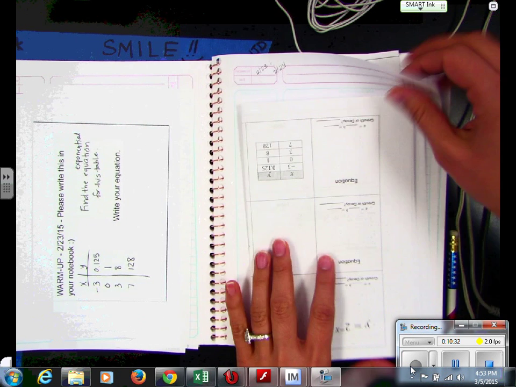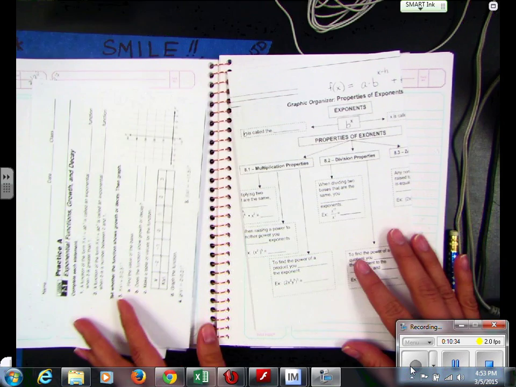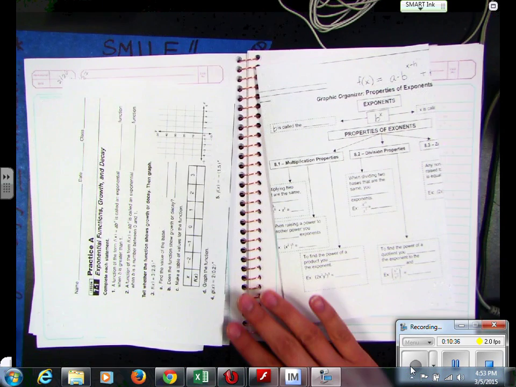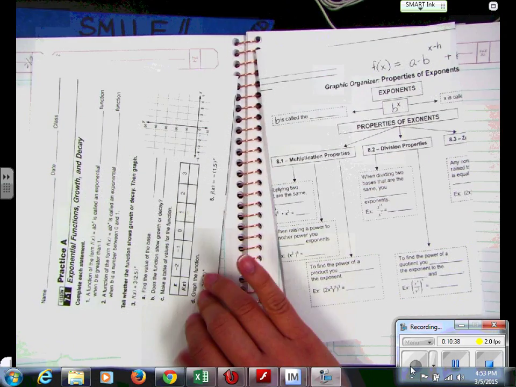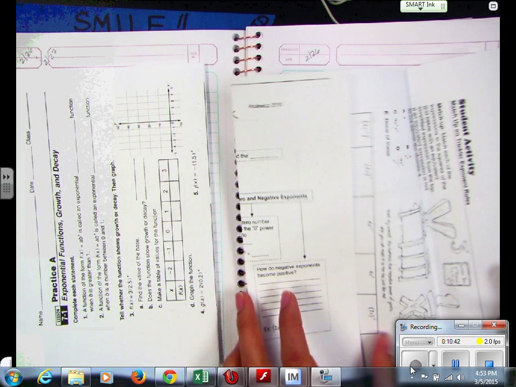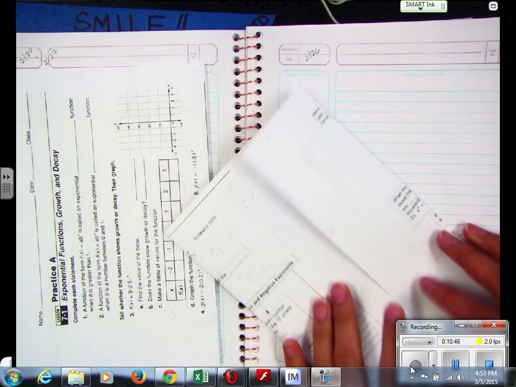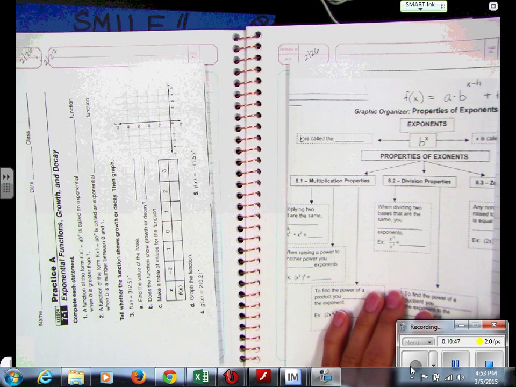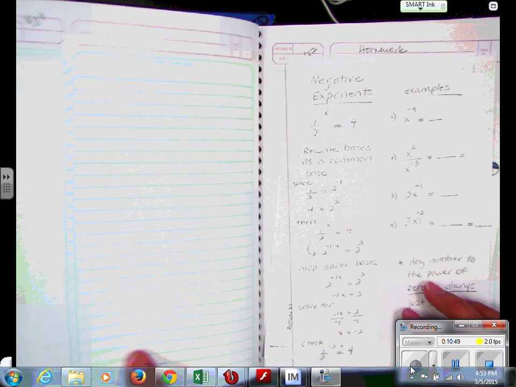Okay, after that, you have a warm-up. So your warm-ups were practice A, exponential functions, growth and decay. We also did this graphic organizer. On the back, we did some of the practice problems. We played a game with it. Here's the notes for that. It's also online as a video.